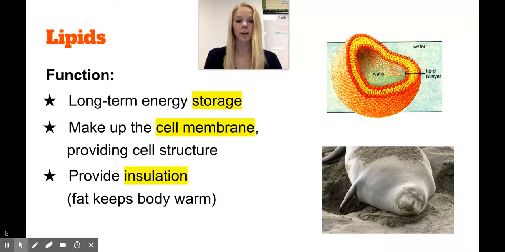Lipids have a few functions. The most important is long-term energy storage for living things. This is why we can gain weight when we aren't using the energy-containing carbohydrates that we consume. Lipids also make up the cell membrane, providing structure and the boundary for the cell. Another function of lipids is to provide insulation for living things. Think of seals and polar bears that have layers of blubber to keep them warm in cold Arctic climates.